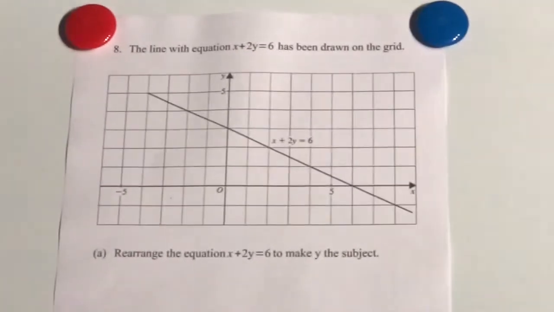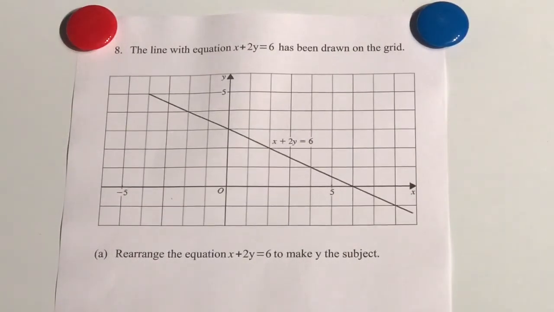what it says there is that the line with equation x plus 2y equals 6 has been drawn on the grid. And there is a line drawn on the grid for me. Nice and simple there. And then later on down the bottom it says I've got to rearrange the equation x plus 2y equals 6 to make y the subject.